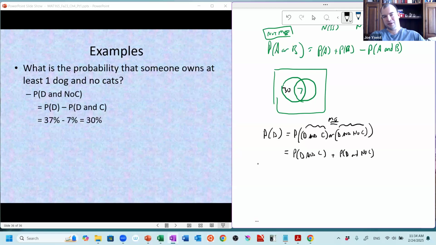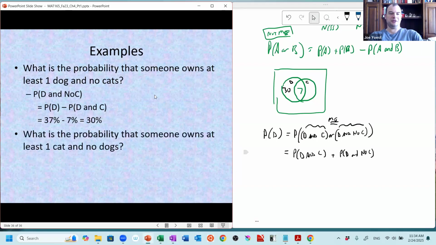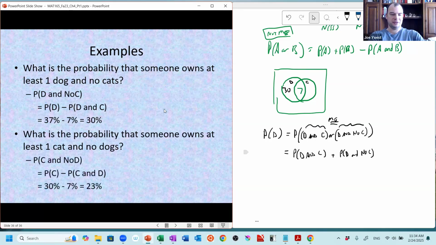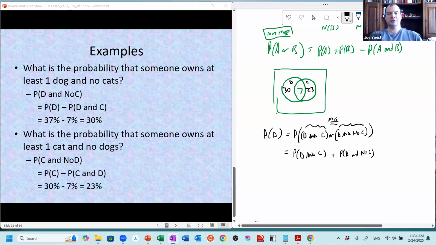So this would be 30. This is the dog side. This is the cat side. And then similarly for the cat people, they could own a cat and a dog, or a cat and no dog, split up a very similar way. And we see 23% of people own cats and no dogs. This gives us a total of 60% of households that own at least one cat or dog. And then, of course, 40% are out here owning neither a cat nor a dog.